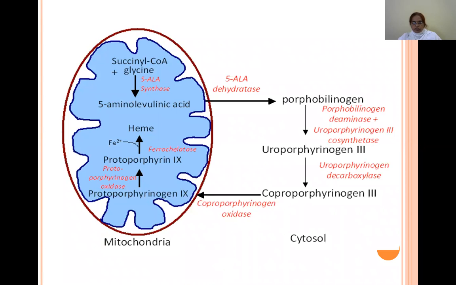Now see what reactions take place in the mitochondria and cytosol during the synthesis of heme. Formation of delta aminolevulinate takes place in the mitochondria, and formation of heme from protoporphyrin 9 also takes place in the mitochondria. Reactions that take place in the cytosol: porphobilinogen to coproporphyrinogen 3, the formation of coproporphyrin 3 from the porphobilinogen.